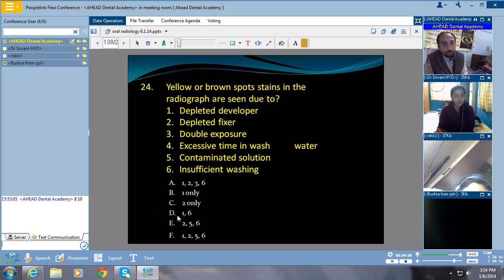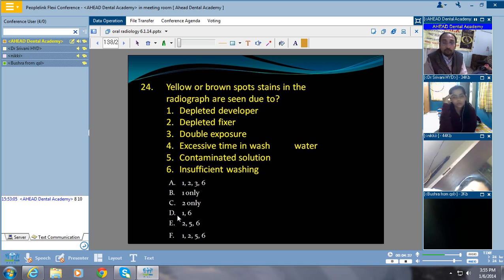Is it depleted developer? Remember, only depleted solutions, whether they are developer or fixer, would ultimately result in an improper quality, and ultimately they would cause yellow or brown spots. So 1 and 2 are absolutely correct. So what is the next choice? Third, double exposure. In double exposure, will brown spots occur? There is no reason for them to occur, isn't it? What about the fourth choice?